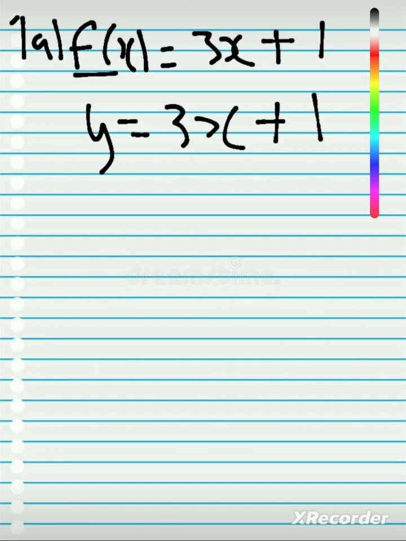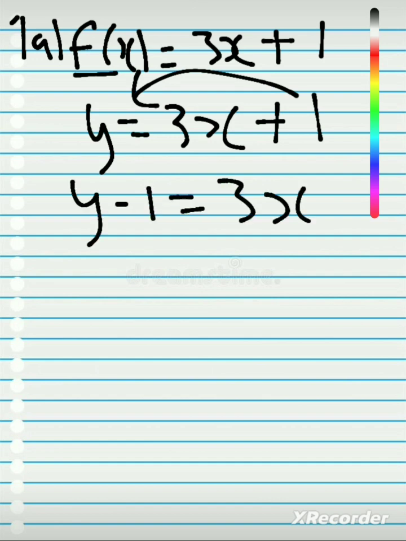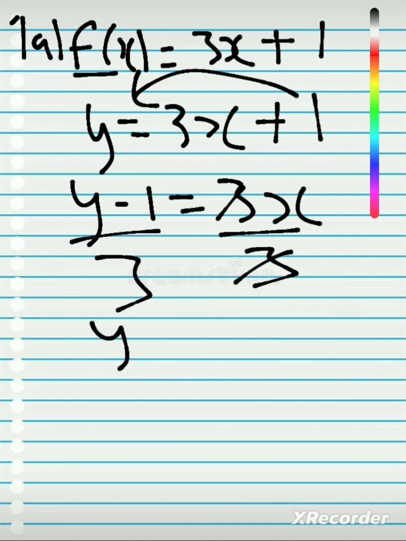Then next, you make x the subject. How can you make x the subject? You take 1 this side, it becomes minus 1. Then you can divide both sides by 3. This goes. So you have (y minus 1) over 3 equals x.